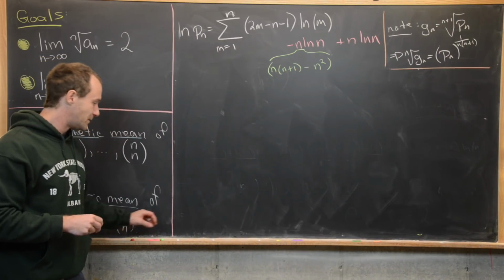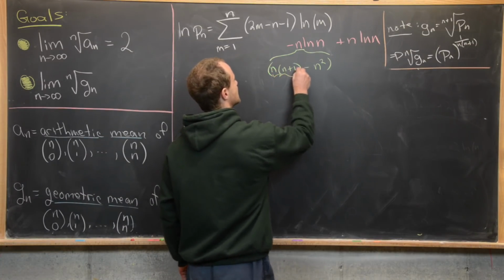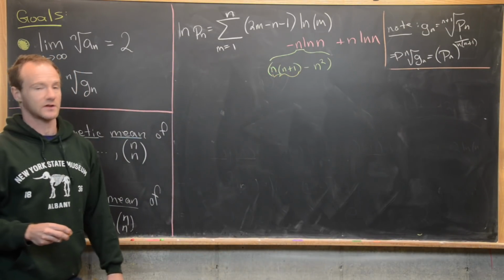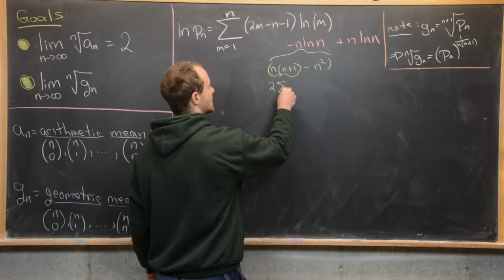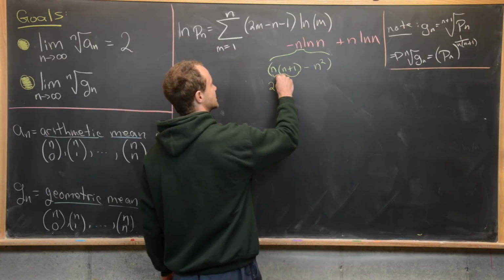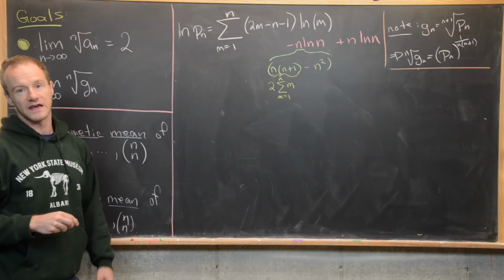But the important thing to notice here is that this is twice a triangular number. In other words, this is 2 times the sum as m goes from 1 to n of m. So that's how we get some of the simplification in there.